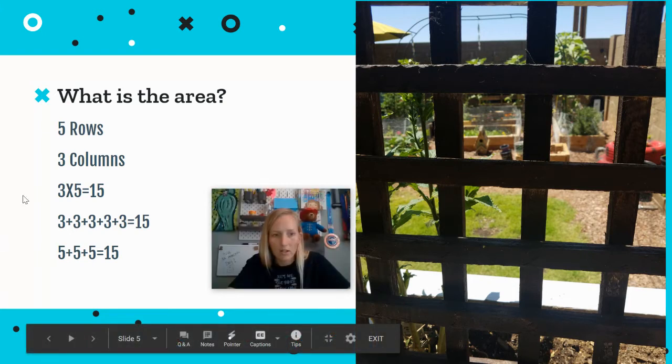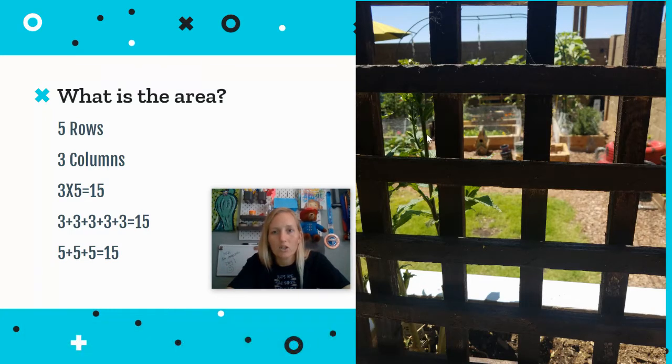Or I could do it a little bit easier with an addition problem, which would be 5 plus 5 is 10, plus 5 more is 15. You can count by 5.